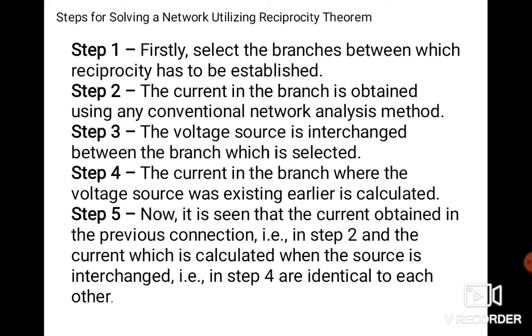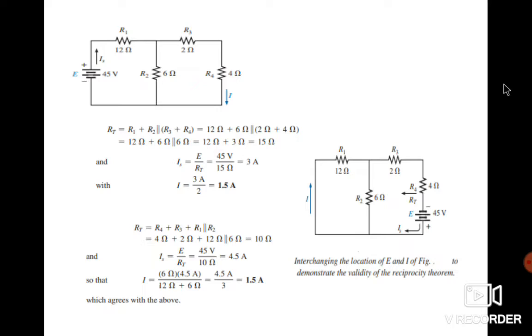And the fourth one, the current in the branch where the voltage source existed earlier is calculated. And the fifth one, now it is seen that the current obtained in the previous connection, that is in step 2, and the current calculated when the source is interchanged, that is step 4, are identical to each other. So let's check some examples, so it is more clear to all of you how the reciprocity theorem works.